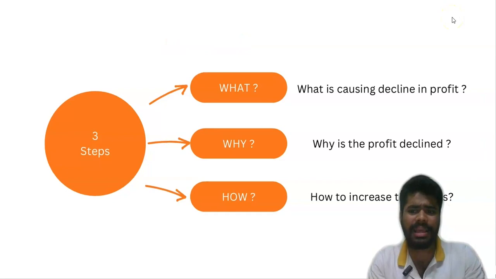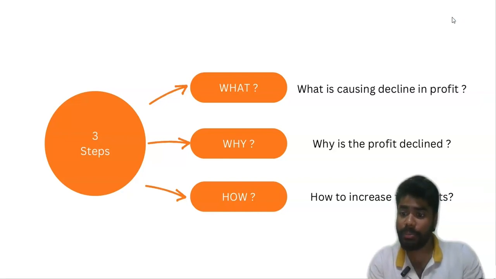In any profitability case study, we can solve that using a 3-step robust method. That is the why, what, how method. You should ask yourself: what is causing the decline in the profit? Why has the profit declined? How to increase the profits, right?